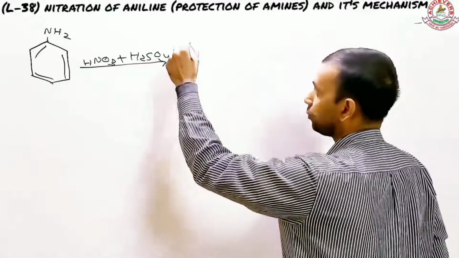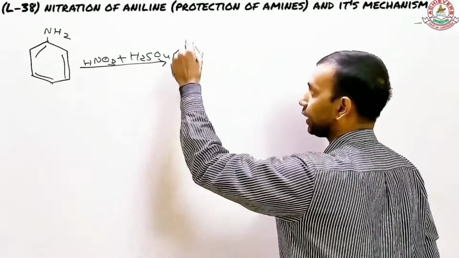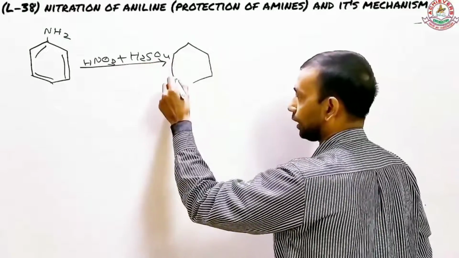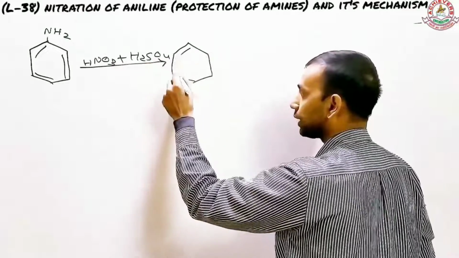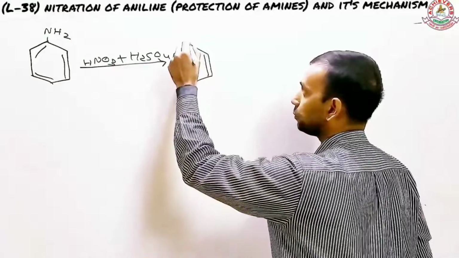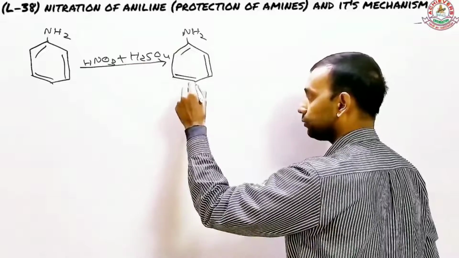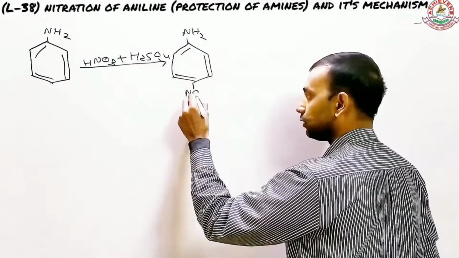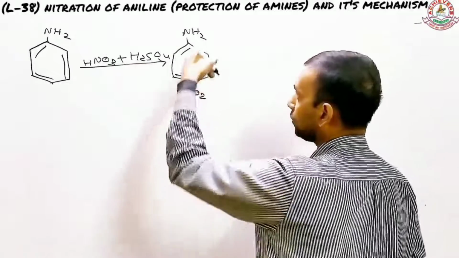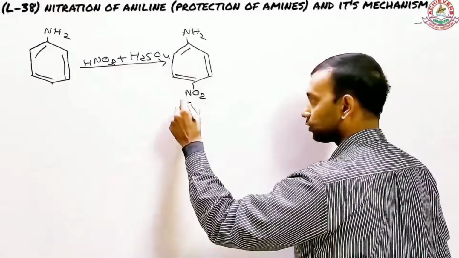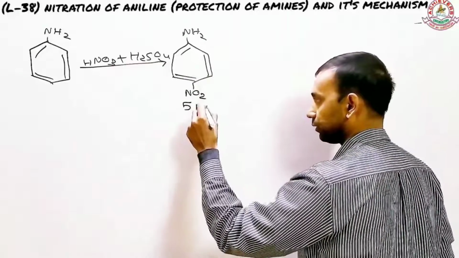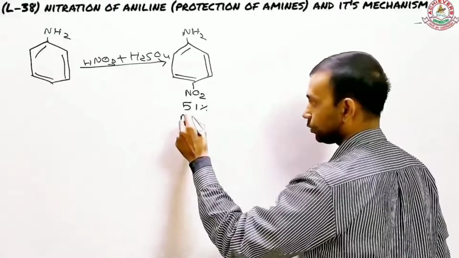this results in formation of three different kinds of product. And why these three kinds of product are coming, I will tell you, but let me finish the reaction first. So you have your major product, 4-nitroaniline, and this is about some 51%. This is your major product.